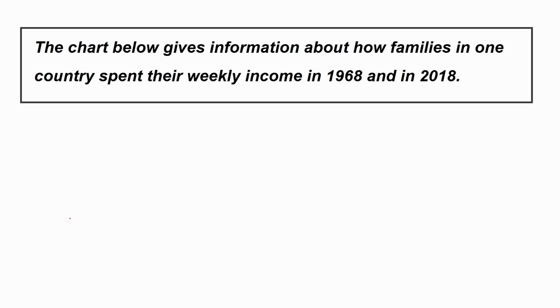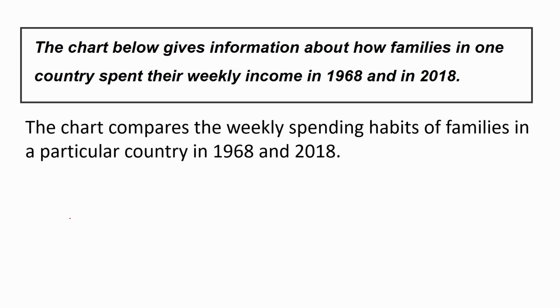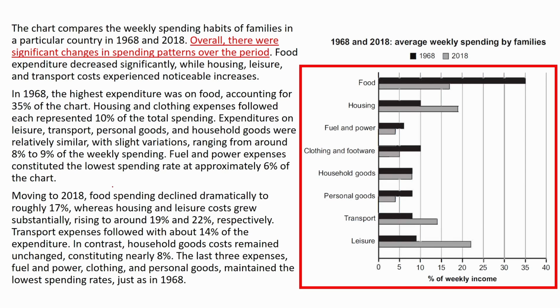As usual, we start with paraphrasing. So this is my paraphrase. The chart compares the weekly spending habits of families in a particular country in 1968 and 2018. So I deleted below again because there is nothing below my writing. Instead of gives information about, I used compares. And instead of how families spent their weekly income, I used the weekly spending habits of families. And instead of in one country, I used in a particular country. Now, here is my model answer. We just read the paraphrase together.